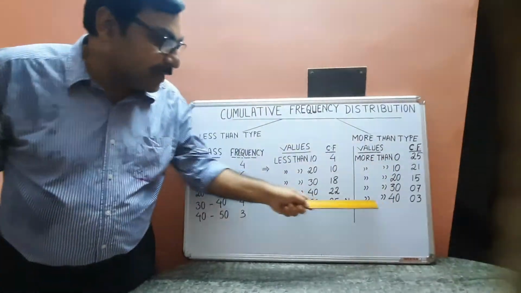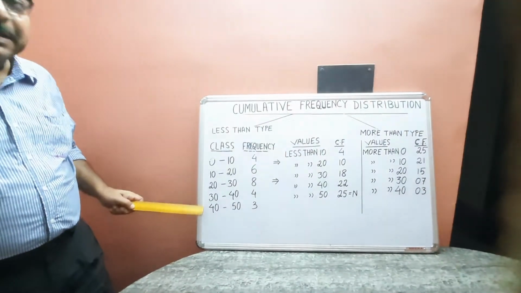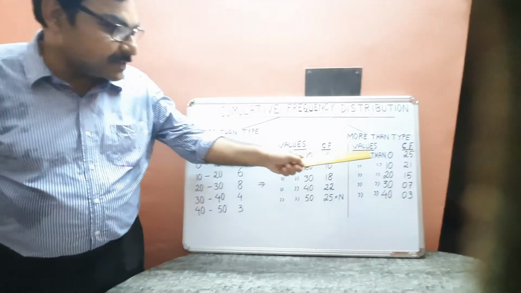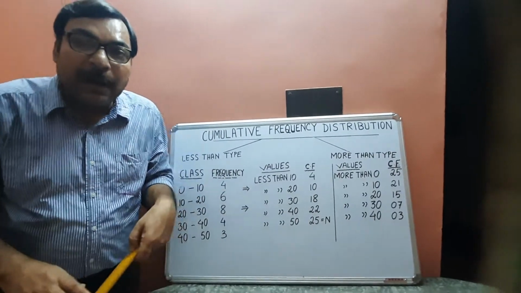All these are the lower limits of the simple frequency distribution. Lower limits of the classes, 0 to 40. First write these lower limits. Now, how will you get the CFs?